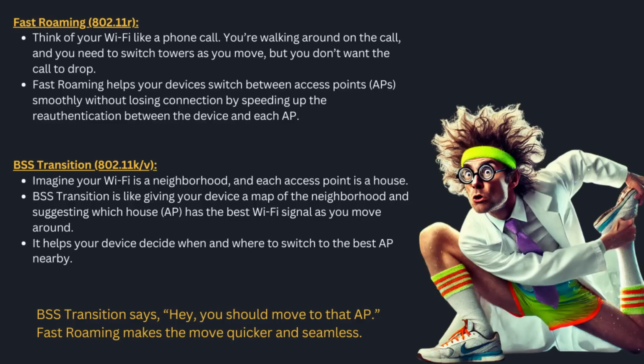If you think of your Wi-Fi like a phone call, and you're walking around on that call, you may need to switch from tower to tower, but you don't want the call to drop. So fast roaming, the network version of that, helps your device switch between access points, shown as towers in this, smoothly without losing connection by speeding up the reauthentication process between the client and the AP. So when you walk around your house and you go from this AP to this AP, that client, that device has to reauthenticate with that AP every time.